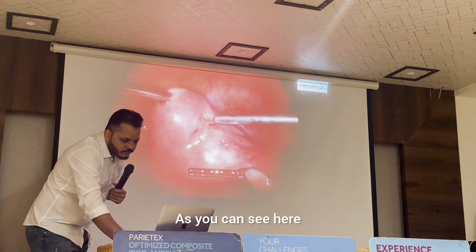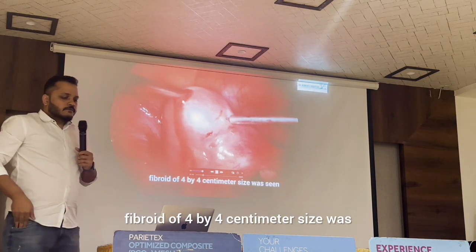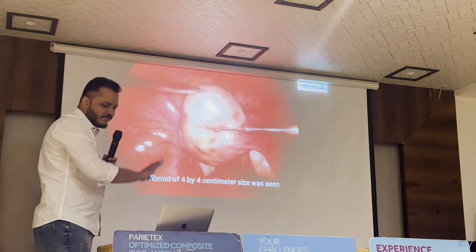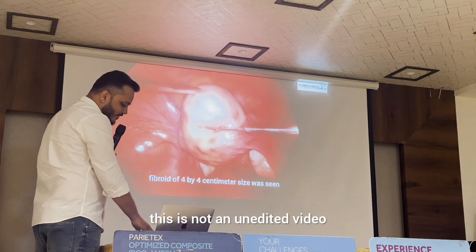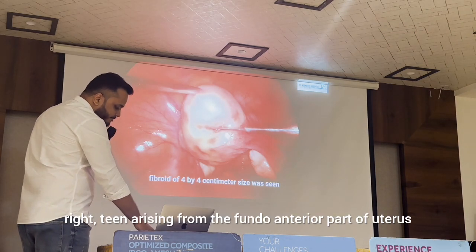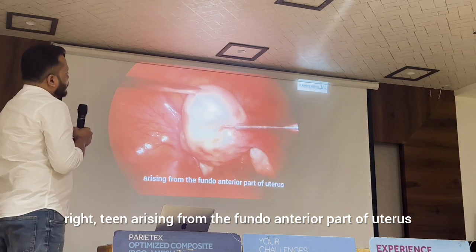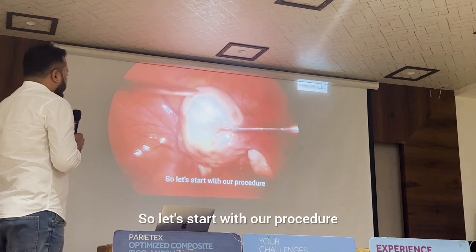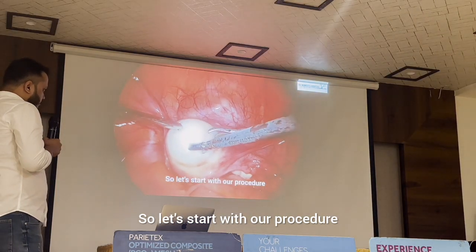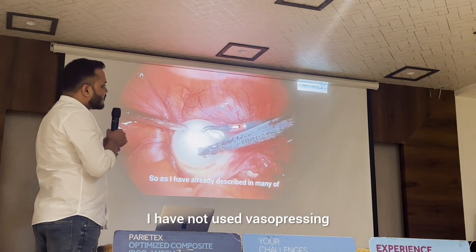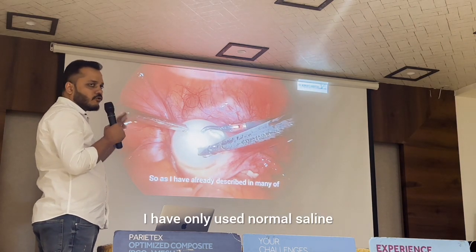As you can see here, a fibroid of 4 by 4 centimeter size was seen arising from the fundo-anterior part of the uterus. This is an edited video, not an unedited video, right? So let's start with our procedure. As I have already described, I have not used vasopressin. I have only used normal saline.